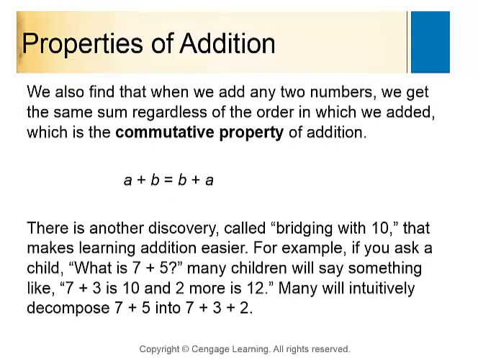Formally, this mathematically is called the commutative property of addition, and once they learn 7 plus 5 is 12, then learning 5 plus 7 is very easy, because they know that the commutative property works for addition. Doesn't matter which group I add first.